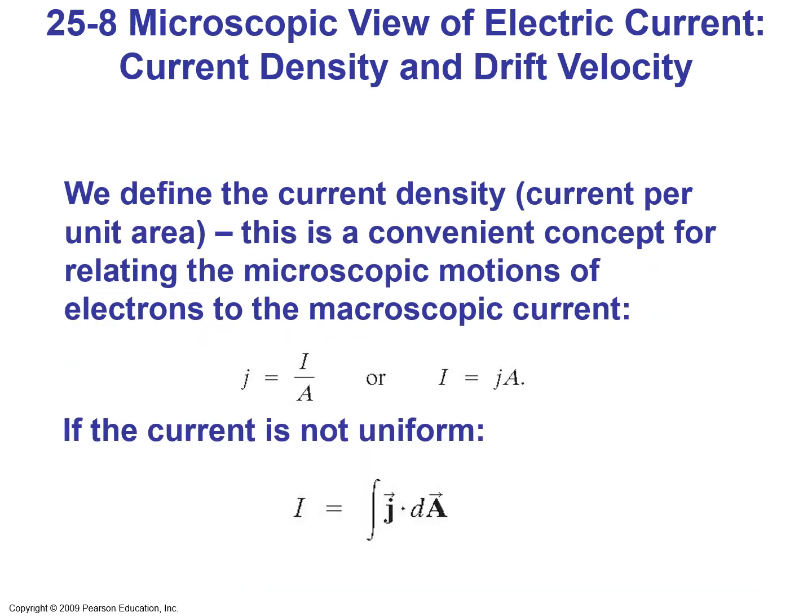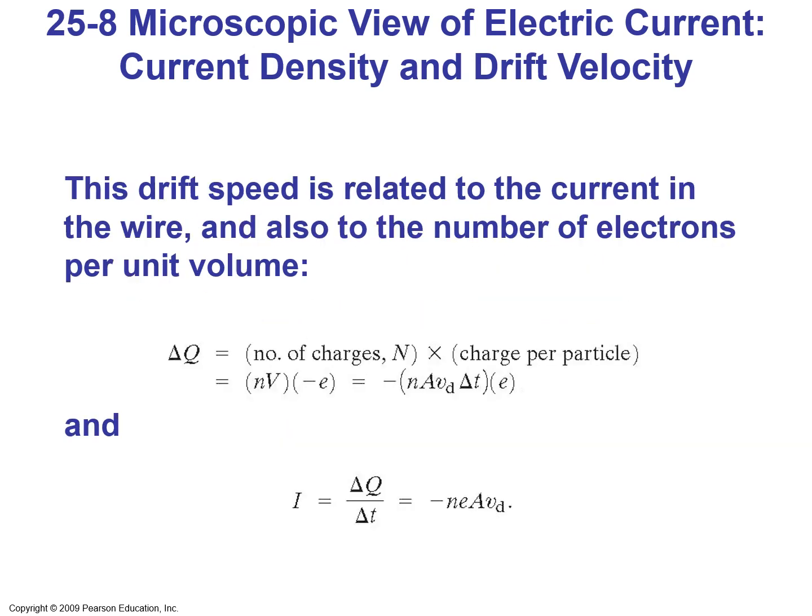We define the current density, current per unit area. This is a convenient concept for relating the microscopic motions of electrons to the macroscopic current. Little j equals current I over cross-section A, or current I equals J times A. If the current is not uniform, we should take the integral of current density J dot dA. The drift speed is related to the current in the wire and also to the number of electrons per unit volume.